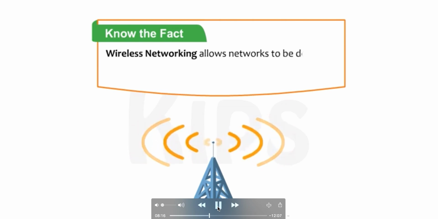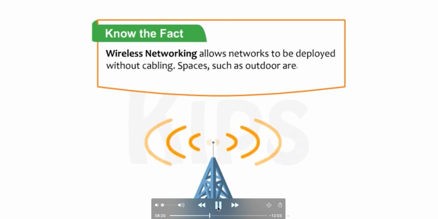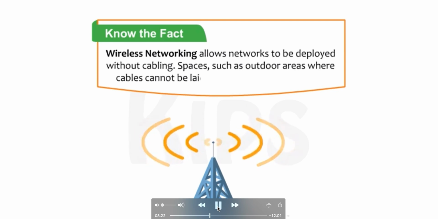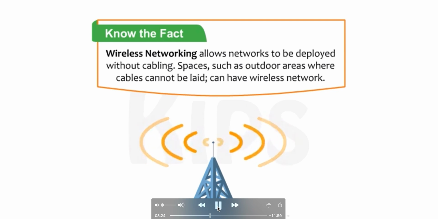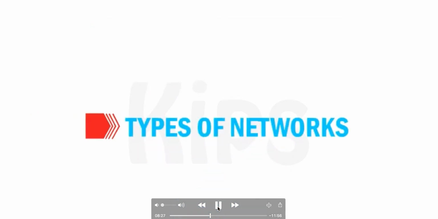Wireless networking allows networks to be deployed without cabling. Spaces such as outdoor areas where cables cannot be laid can have a wireless network. The next concept is types of networks.